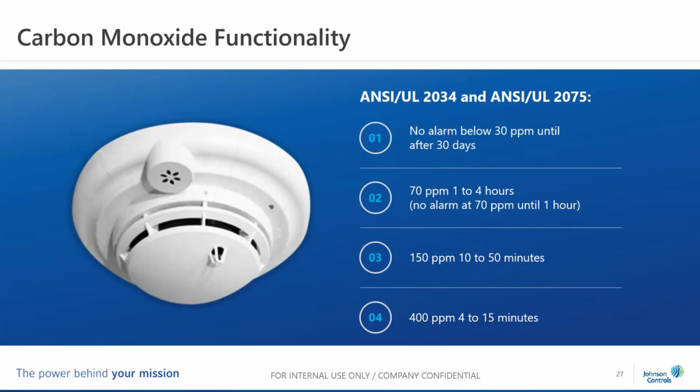So I got a window there now. Once I hit 70 parts per million, I have to wait for an hour and then go into alarm, anywhere within that 1 to 4 hour window. I pass that, clean the room out, now re-inject 150 parts per million, same thing. I have to go into alarm no sooner than 10 minutes, but no later than 50 minutes. Pass that test, clean the room out, inject 400 parts per million, cannot go into alarm before 4 minutes and not after 15 minutes. So it's concentration and it's time.